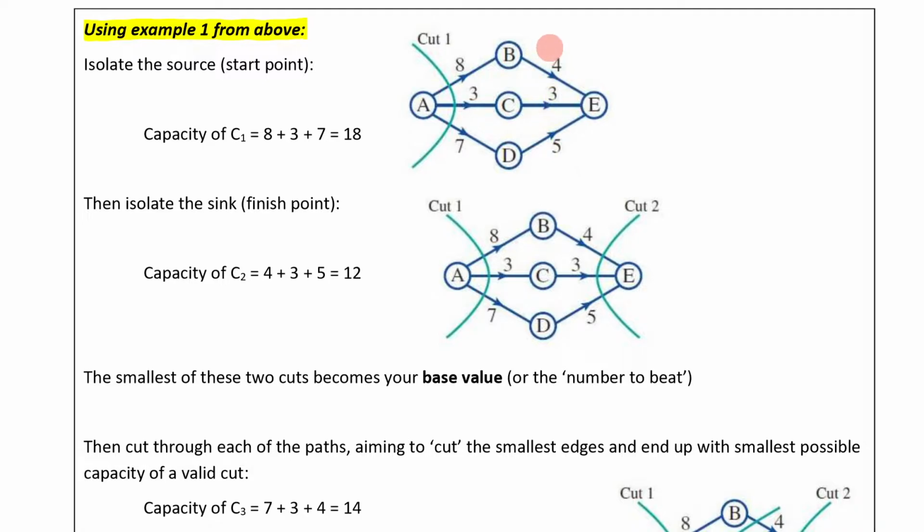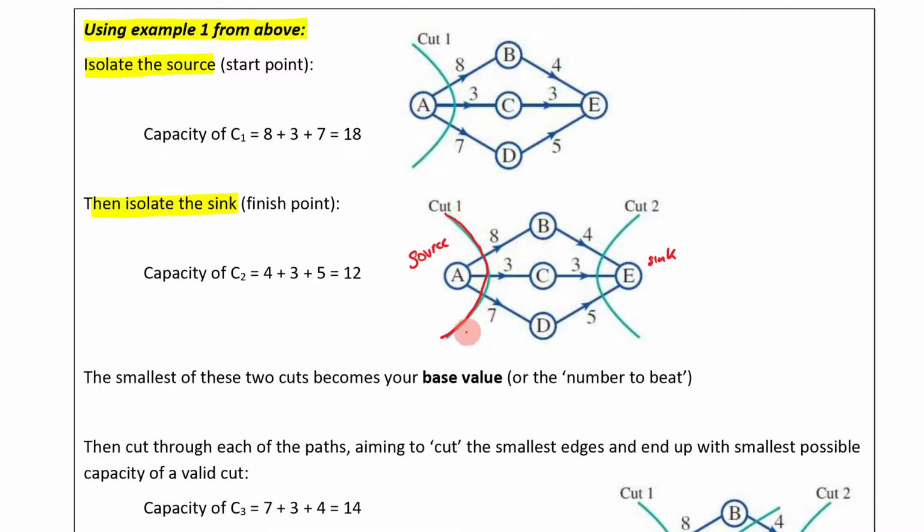But we're now going to use our minimum cut method. So what do we do? Well, when using the minimum cut method, the first thing that you want to do is isolate the source and then isolate the sink. So we're going to make 2 initial cuts. As you can see here, I'm first going to isolate the source. So remember, and I'll just look at this example here. This is my source. This is my sink. So you want to begin by isolating your source.